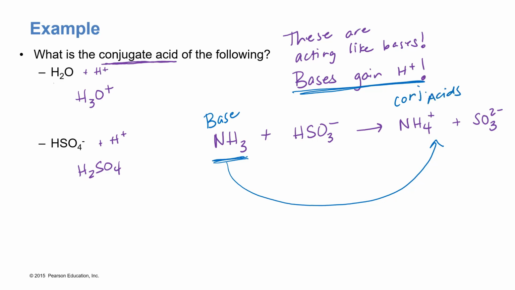Okay, and then right here, we have HSO3-, and it becomes SO3 2-. So that means this lost H+. So it is going to be the acid because acids lose H+, and this will be its conjugate base.